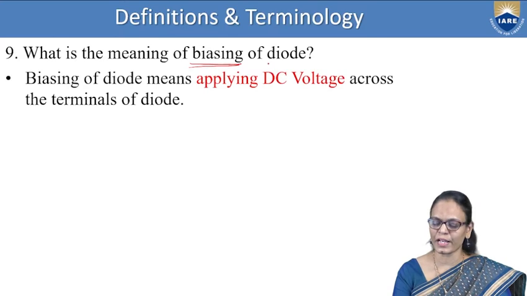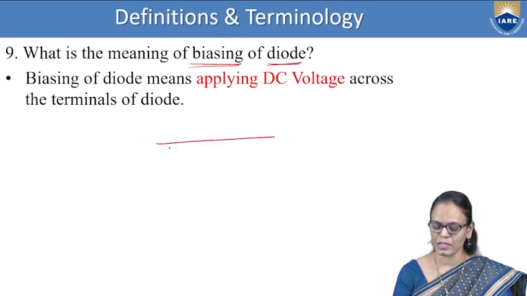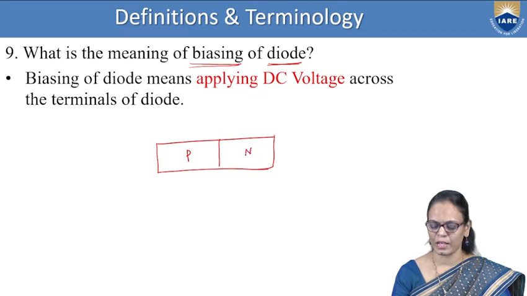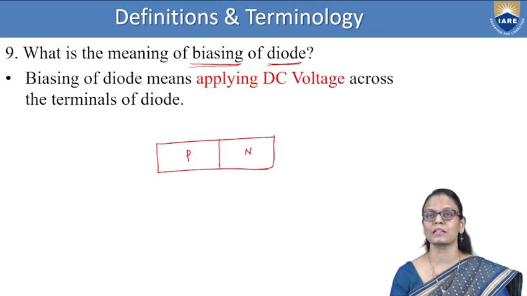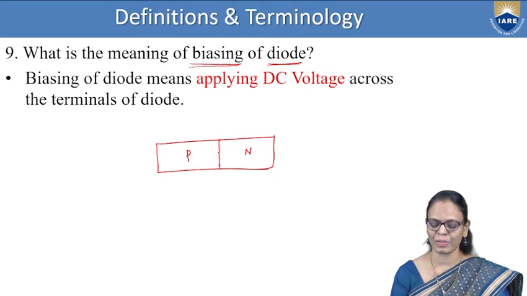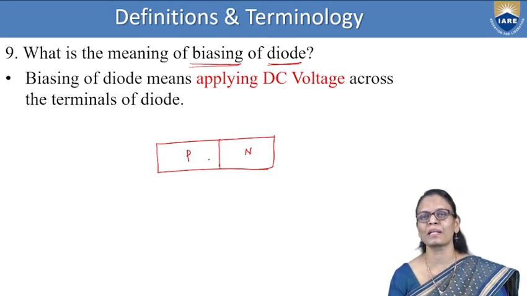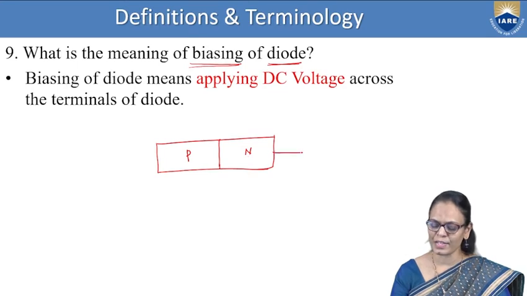Suppose we take a diode. We will take a PN junction diode. This is P, this is N. We take a semiconductor material, and one side of it is doped with a trivalent impurity, which gives rise to P-type, and the other side is N-type. So we have PN, and this is the junction, the PN junction. We call it a PN junction diode. Now this has two terminals.